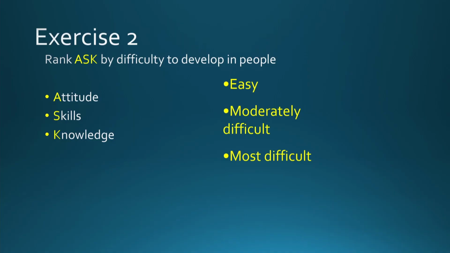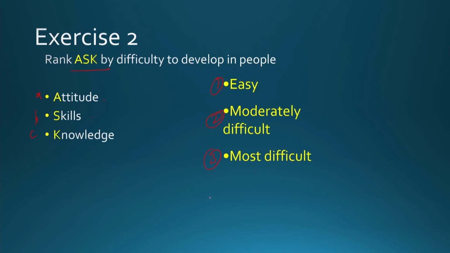Let's understand. So the second exercise is to rank ASK by difficulty to develop in people. There are 3 levels: easy, moderately difficult, and most difficult. And there are 3 concepts that you have to assign to them. So what would you like to assign? Attitude, is it easy to develop, moderate to develop, or most difficult to develop? Same goes for the other 2 also. Any guesses, students?